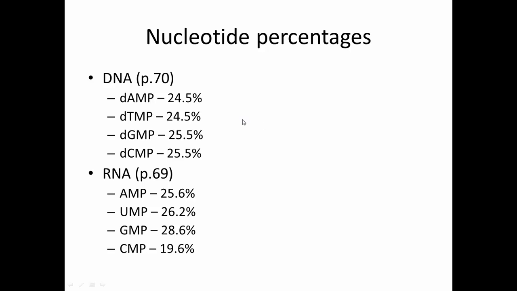Nucleotide percentages, here they are from page 70 for DNA and from page 69 for RNA. And you can see they're fairly consistent percentages for DNA, 25.5% for CMP and GMP, 24.5% for AMP and TMP. A little bit more varied for RNA for various reasons. But use those percentages when you are calculating your ATP costs.